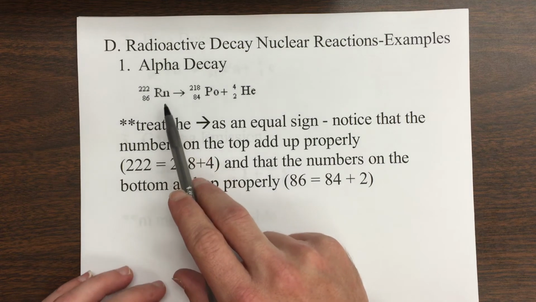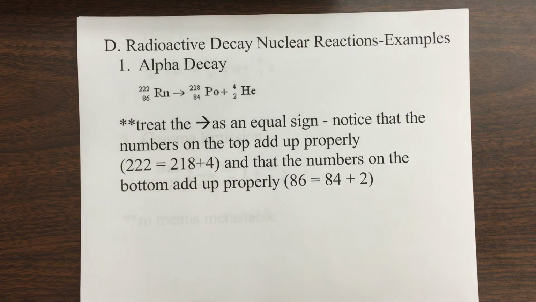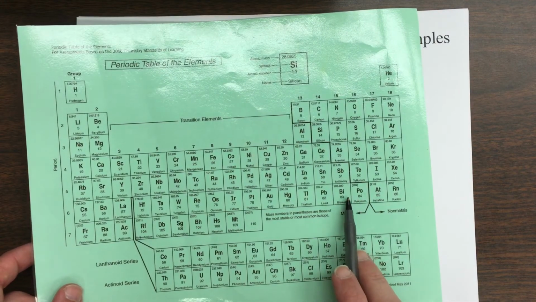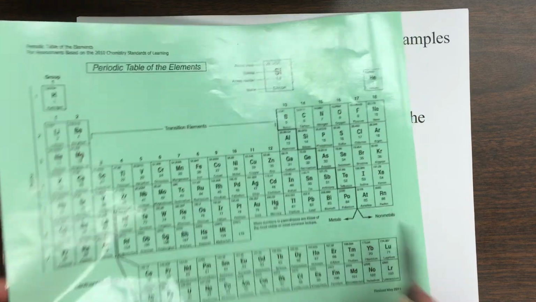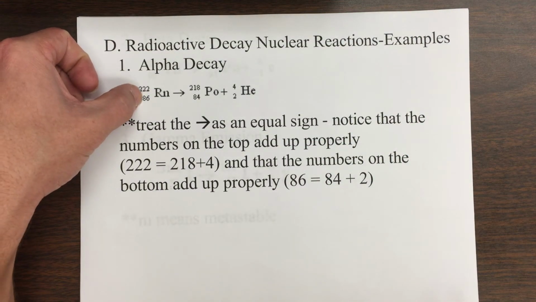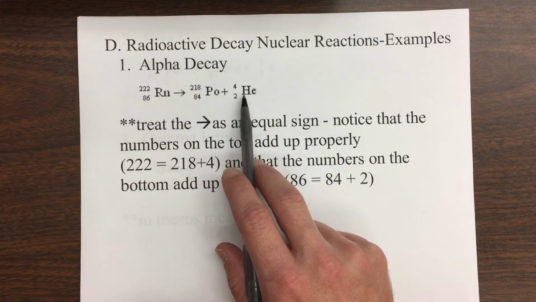So here is a nuclear reaction equation. Here we have element 86, radon. Notice that it is after bismuth, so it is radioactive. It has a mass number of 222 and an atomic number of 86. It is going to undergo alpha decay.